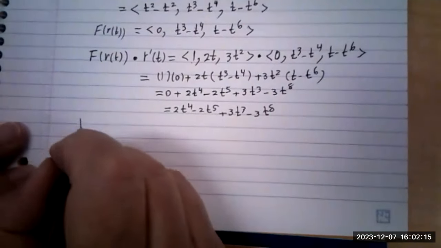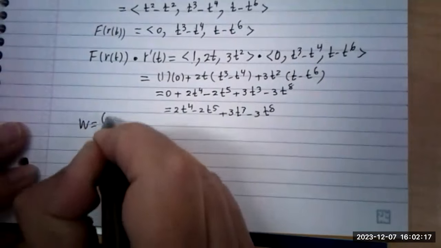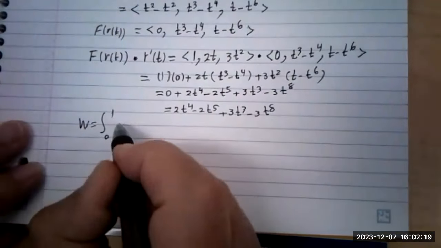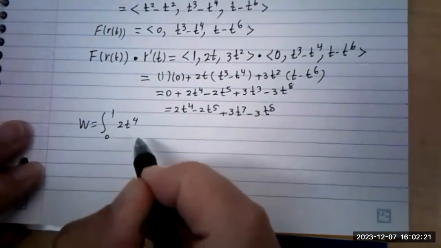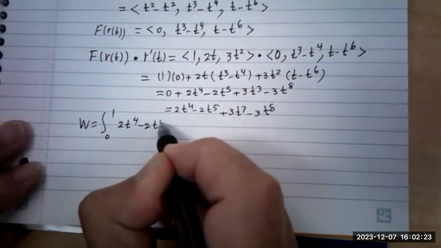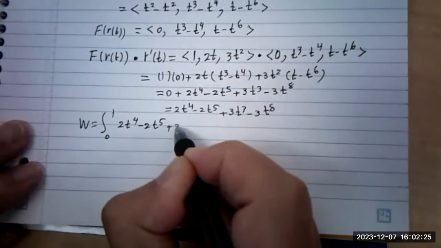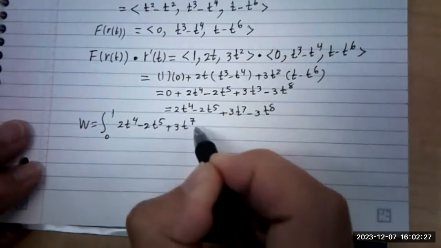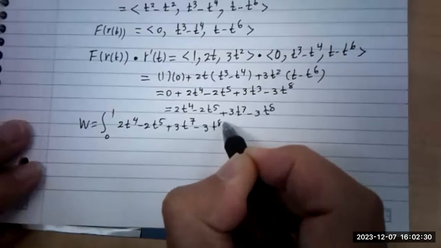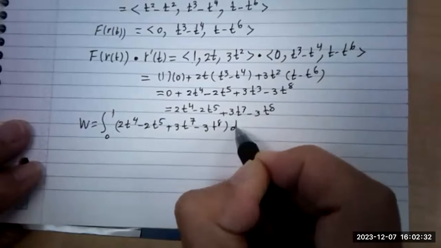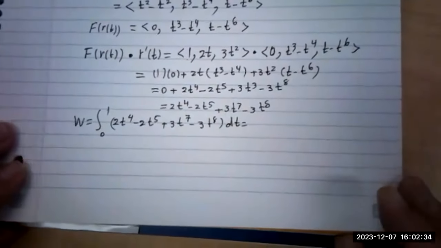The work would be the integral from 0 to 1 of whatever you got over here: 2t to the 4th minus 2t to the 5th, plus 3t to the 7th minus 3t to the 8th, all dt. Easy integral to find.